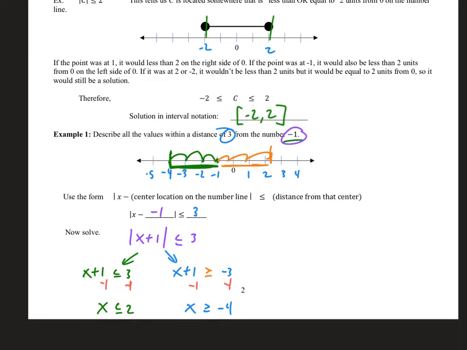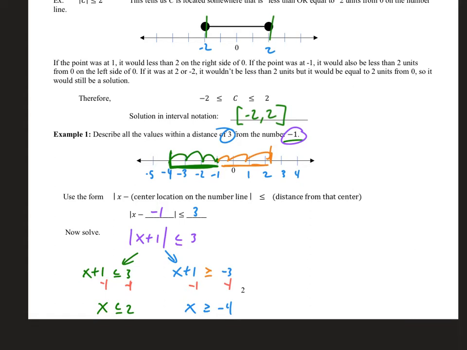The other way to do it is to ask yourself, can a number be less than 2? And you always say and. Can a number be less than 2 and bigger than -4? Are there numbers that are less than 2 and bigger than -4? And of course, the answer there is yes. There are numbers that are less than 2 and bigger than -4.